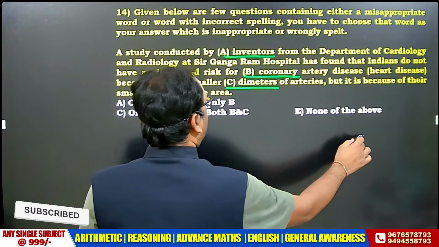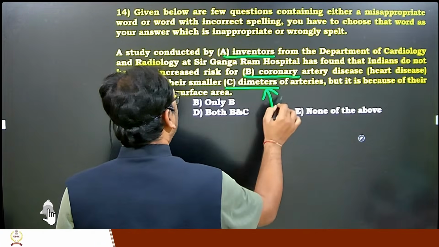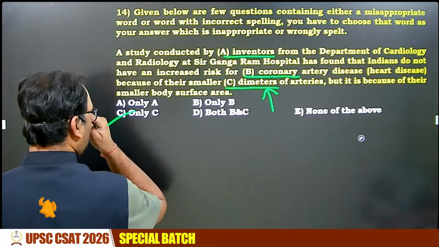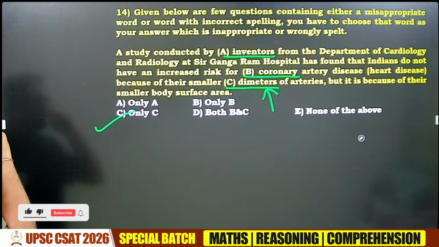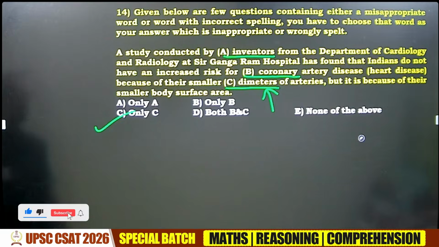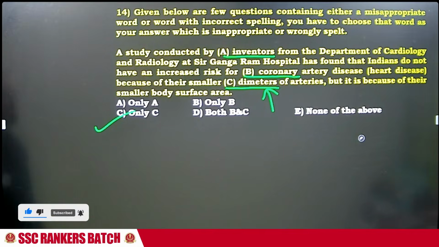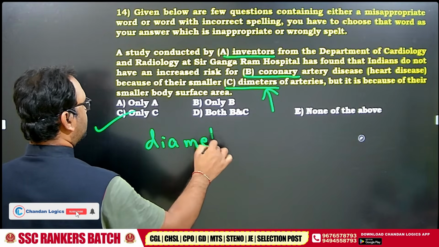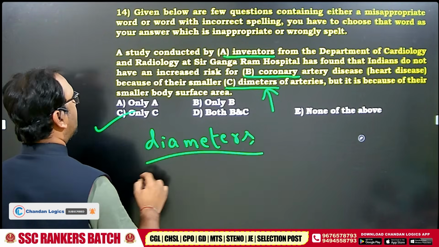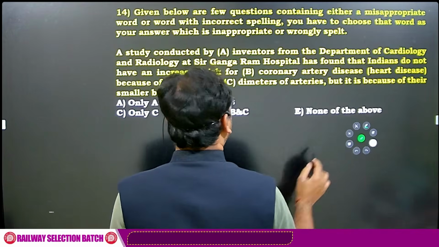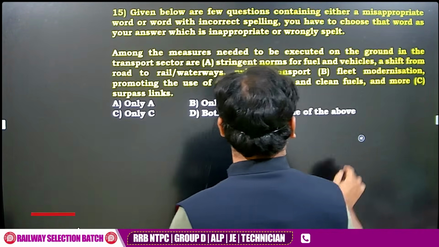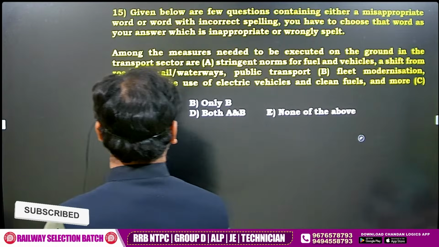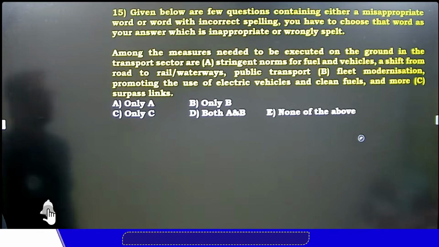Correct. Not a difficult exercise. Diameter spelling is a problem. You don't say it the wrong way, you say diameter. So diameter of arteries. See, this is the diameter. Okay. I think the 15th question is a nice question.